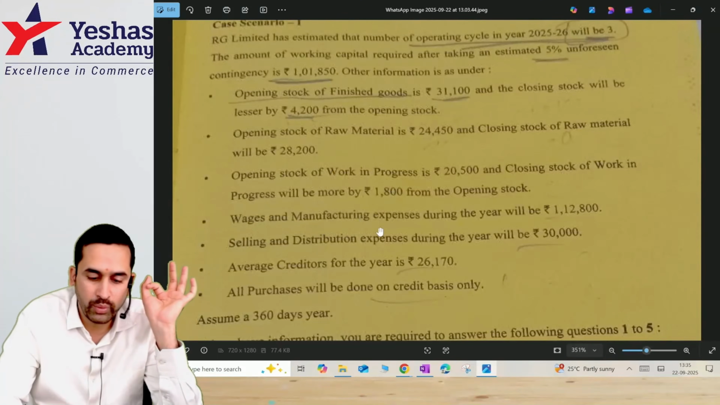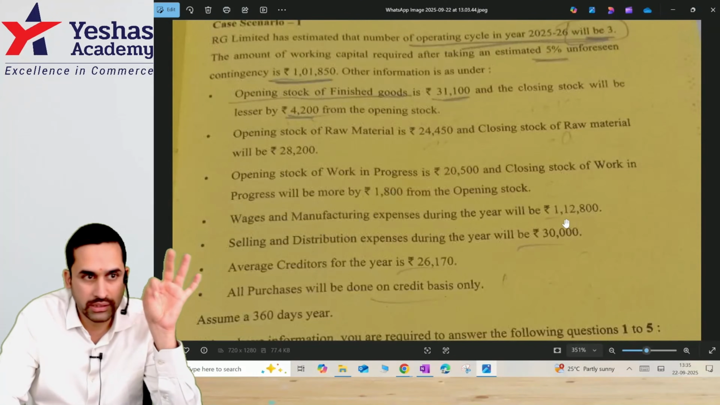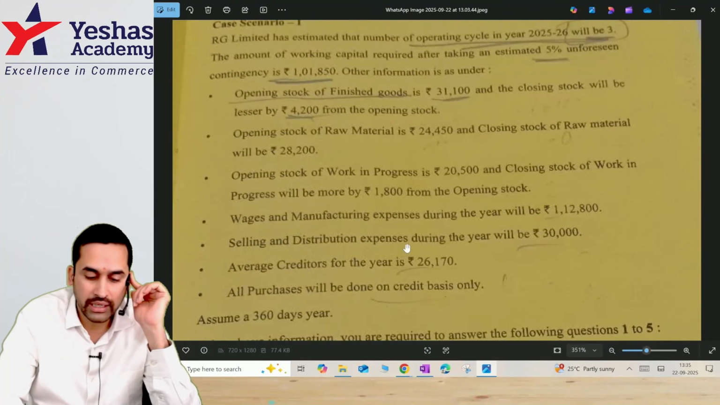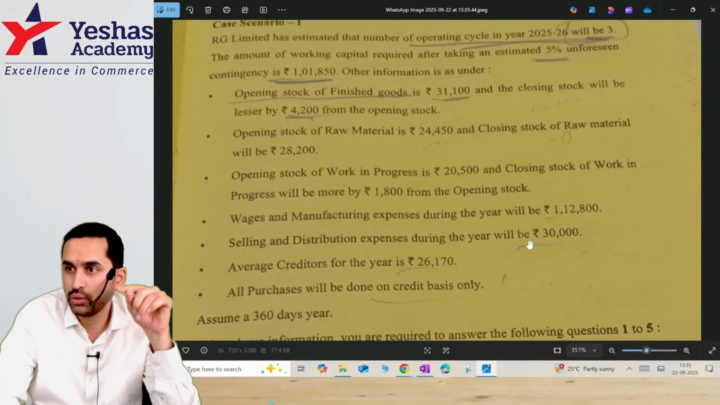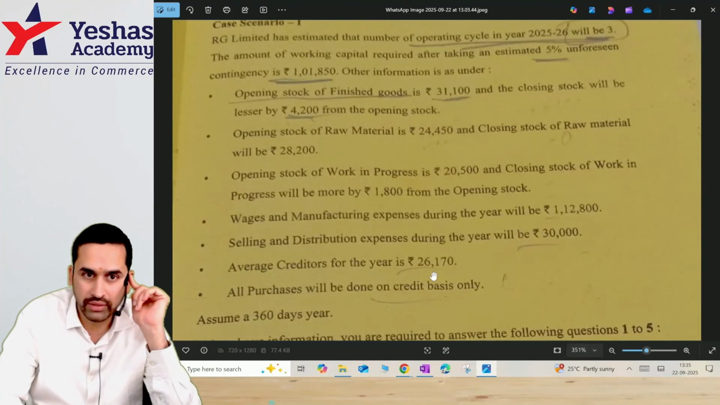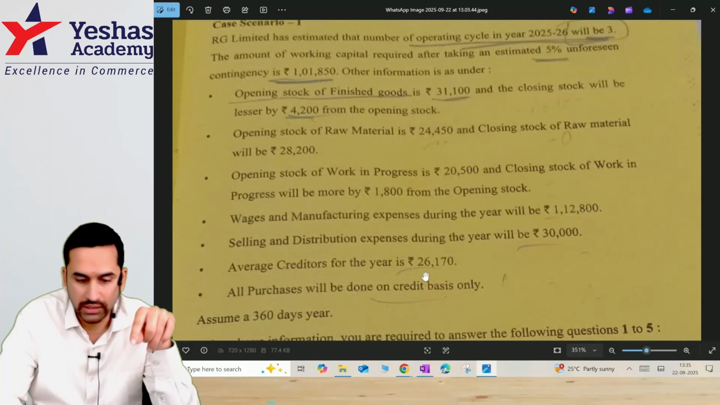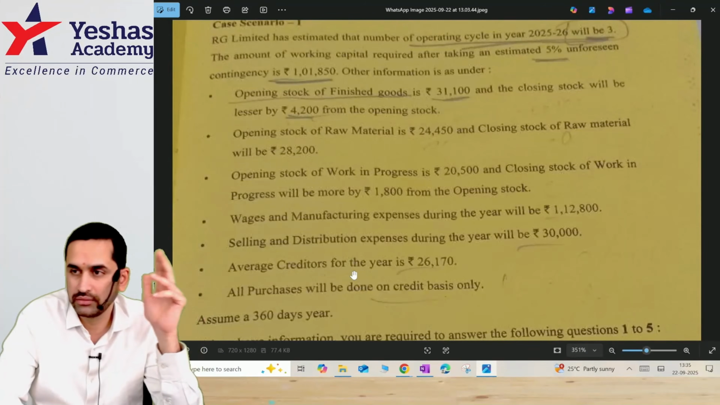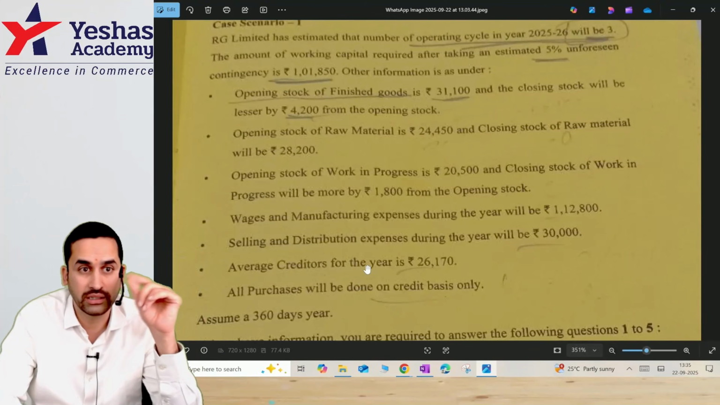Correct? Wages and manufacturing expense given. This you need for COP. Selling and distribution expense, this you need for COGS. Average creditor is already given. This you need for credit purchase. All purchases will be done on credit basis only. So if you find out average creditor with that purchase, that itself is total purchase. No cash purchase separate.